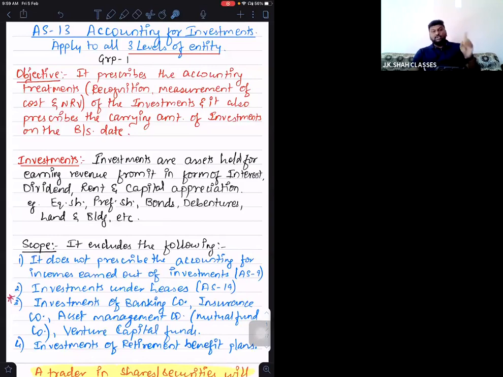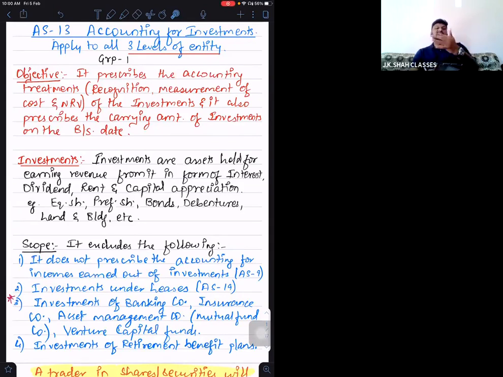So, sir, interest we earn from bonds, debentures, right, and certain government securities. Dividend we earn from equity and preference shares. Rent we earn from our properties, land or building. Capital appreciation, that is capital gains, you can earn in gold, silver also. Gold, silver are also investments only.